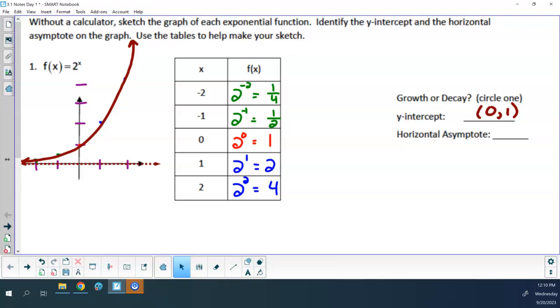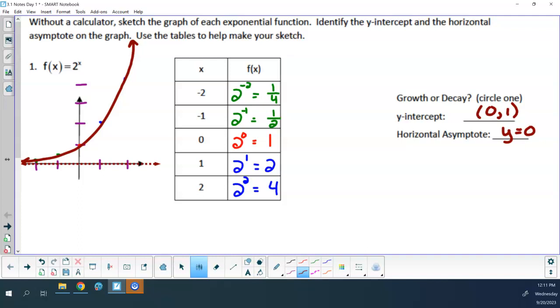So my horizontal asymptote then would be the line y equals 0. Would be that horizontal asymptote. Last question for this example. Is this function an example of a growth or of a decay?